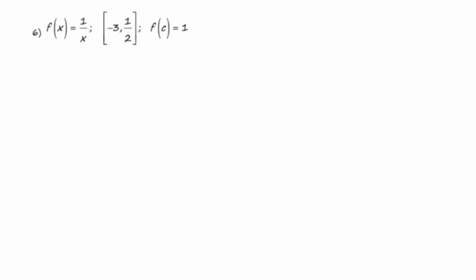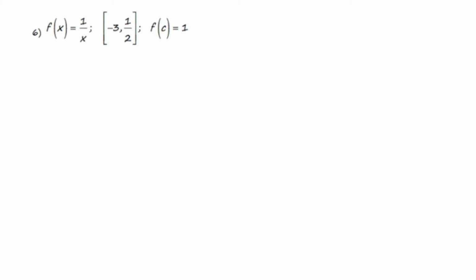Okay, I think you're going to really enjoy question number 6. Once again, it's an intermediate value theorem question. The function they give us is f of x equals 1 over x. In my class, this is the function of the opposing boomerangs graph. And the interval they give us is -3 to 1/2.